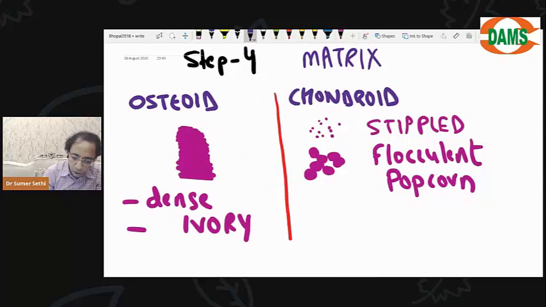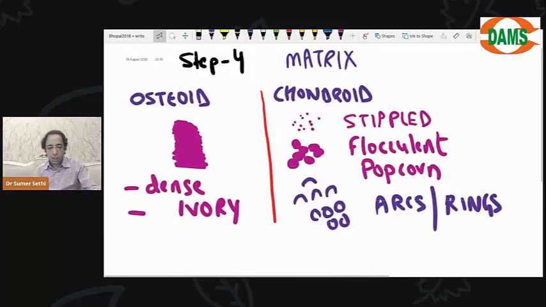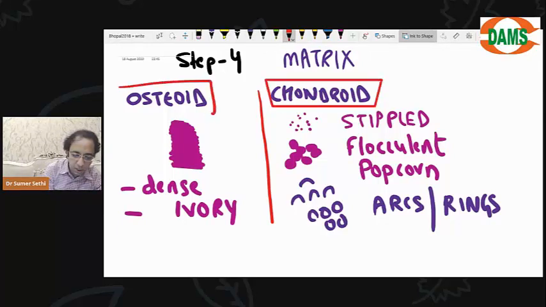Chondroid tumor can also lead to calcification in form of arcs and rings pattern. ठीक है, अब समझ के बताना है मुझे. अगर पूरा ट्यूमर में जो अंदर जो उसका डिस्ट्रक्शन है वो पूरा होमोजेनस है, व्हाइट है, आइवरी जैसा, तो ओस्टियोइड प्रोड्यूसिंग है. अगर उसके अंदर डॉट डॉट डॉट है, फ्लॉकुलेंस है, स्टिपल्ड है, पॉपकॉर्न अपीयरेंस है, आर्क्स एंड रिंग्स है, तो दैट इज द mark of a chondroid tumor. So we are able to differentiate on an X-ray, looking at the matrix, that what kind of tumor is it.